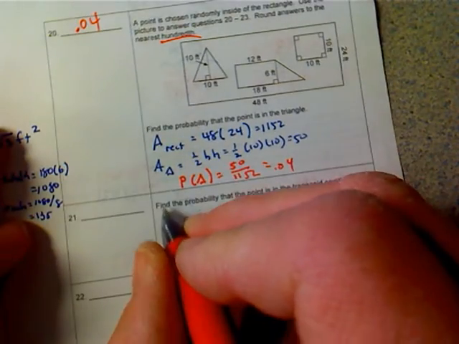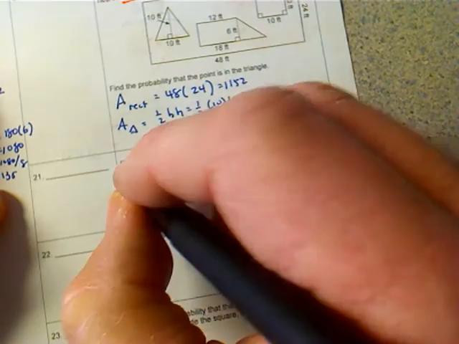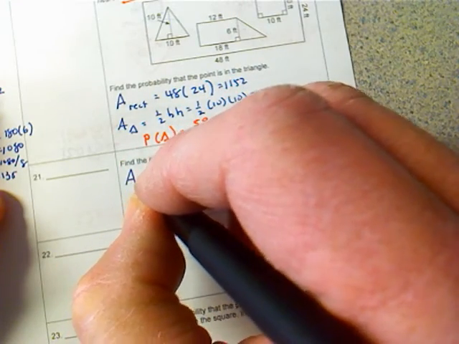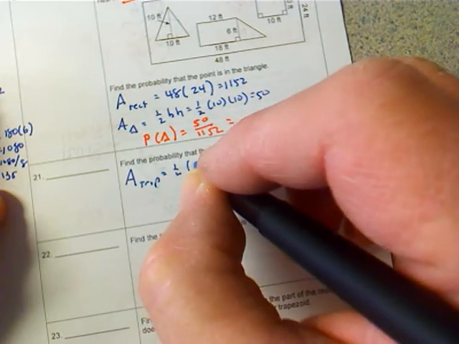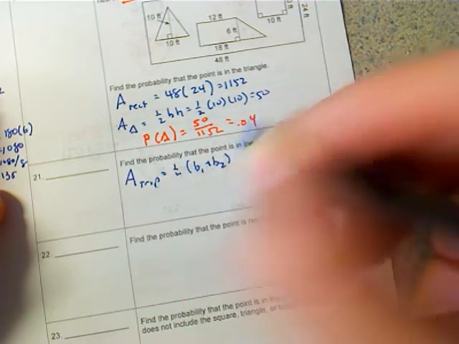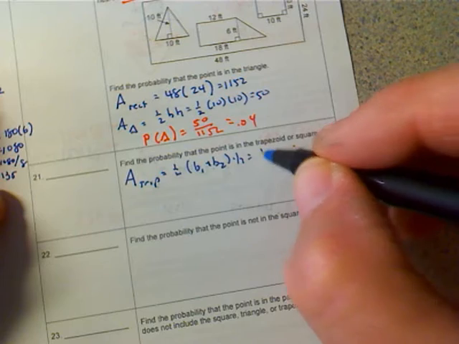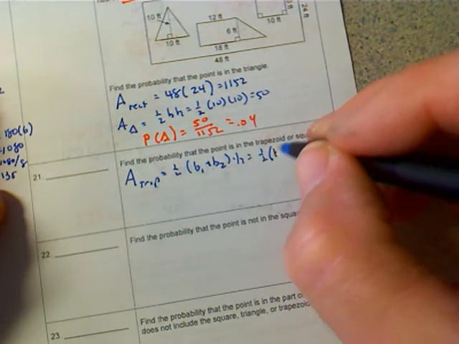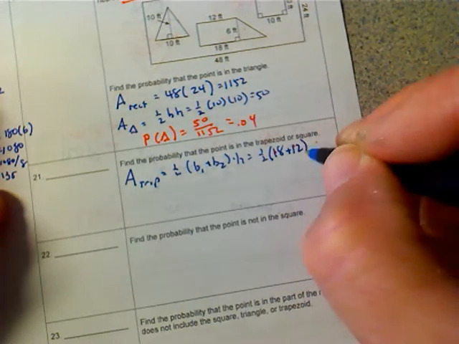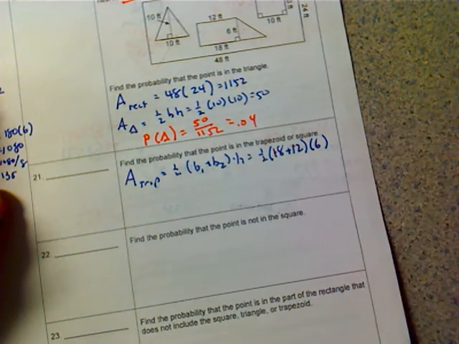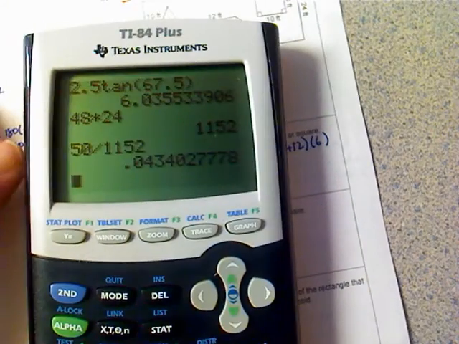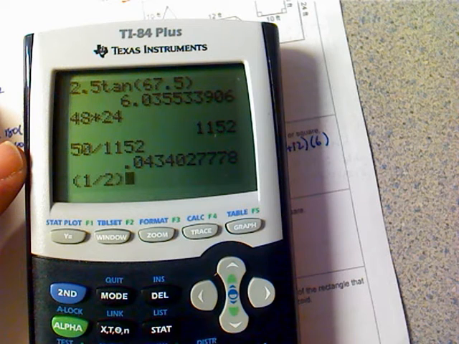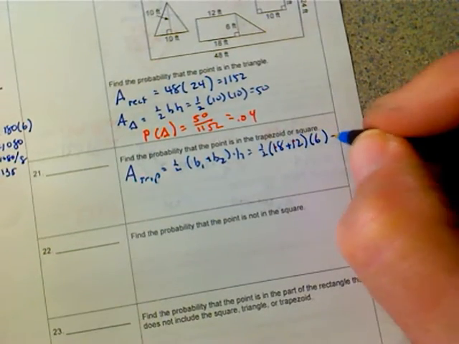So now the same idea says what's the probability it's in the trapezoid or the square? So I need to find both of those. Of course, the rectangle stays the same as it did here, but now I've got the area of the trapezoid is 1/2 base 1 plus base 2 times the height, which is 1/2 18 plus 12 times 6. That is 90. So the trapezoid is 90.